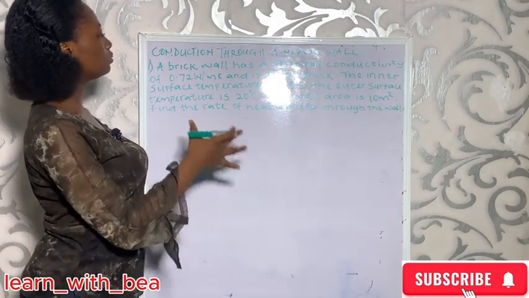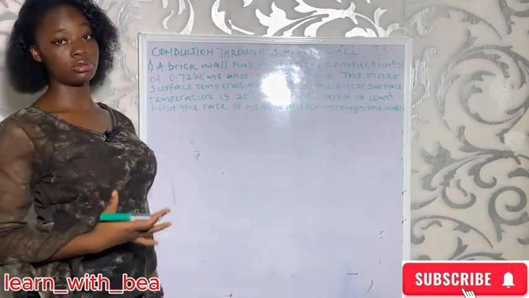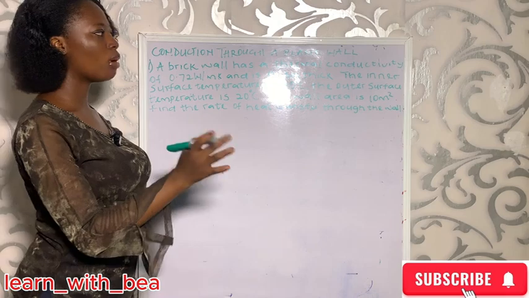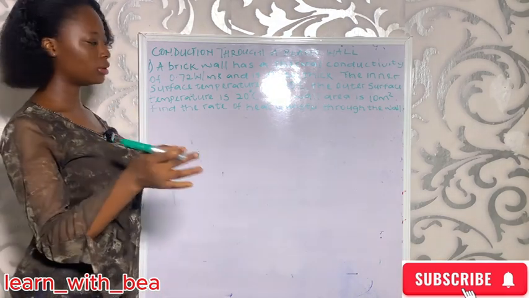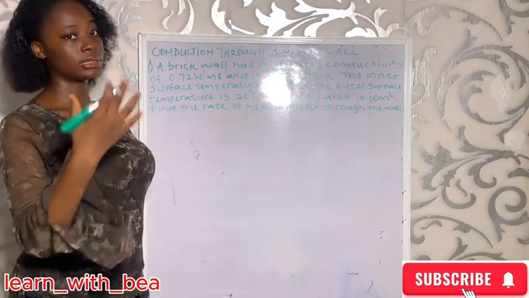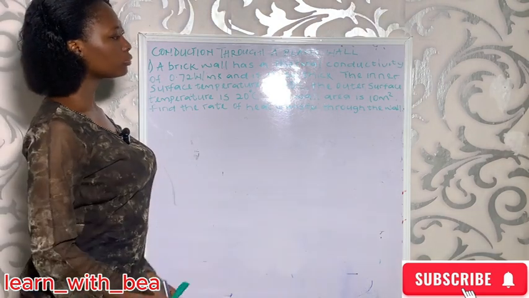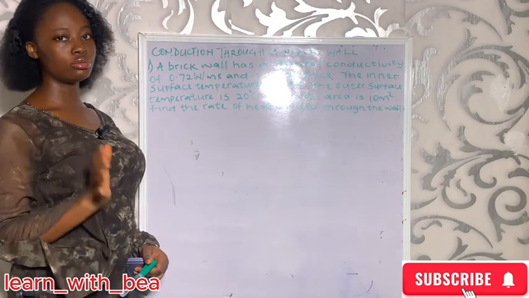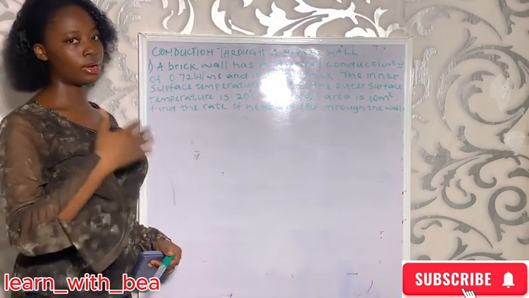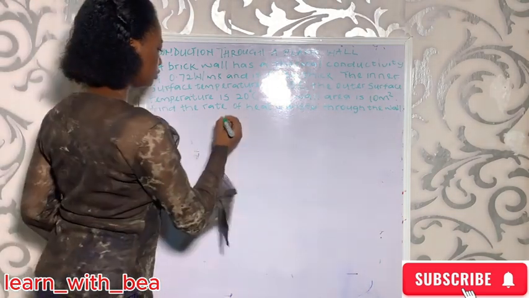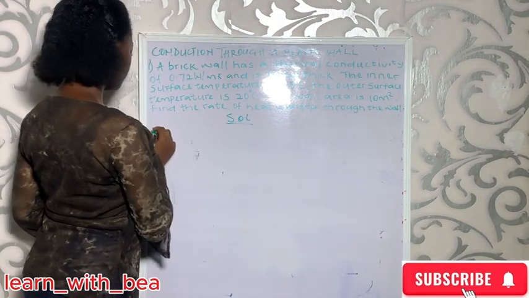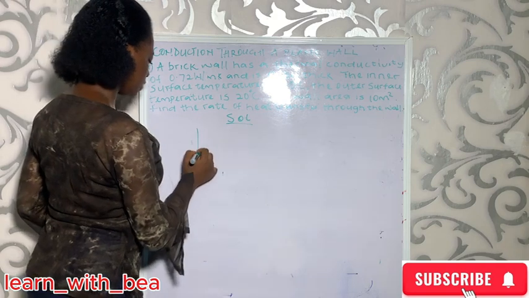So when solving calculations on conduction, especially when it has to do with a wall, I like to put it in a diagram so as to understand the question very well. And like I always say, when you have a question, the first thing that you should do is write out your parameters and what you are looking for. So now, solution. They said we have a brick wall.